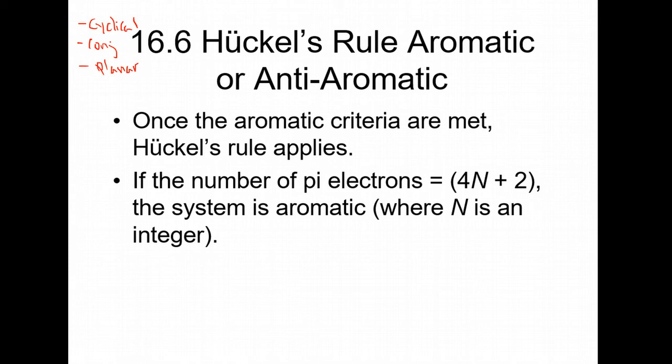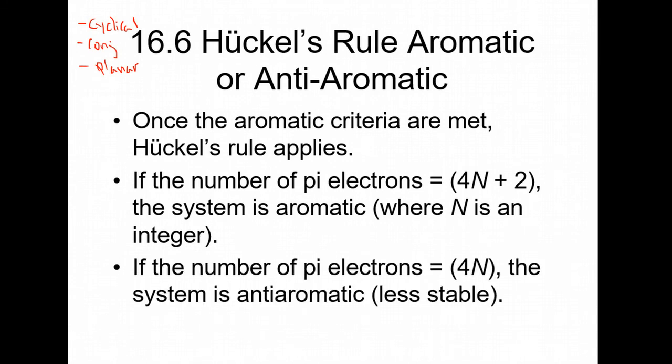If the answer is 6, let's say you have 6 pi electrons, 6 equals 4n plus 2. If you solve for n, n will equal 1. As long as your n comes out to be a whole number, then that compound is aromatic. The 1 doesn't even mean anything, as long as it's a whole number.